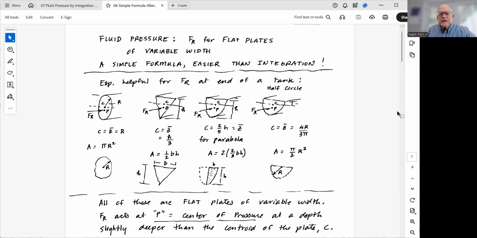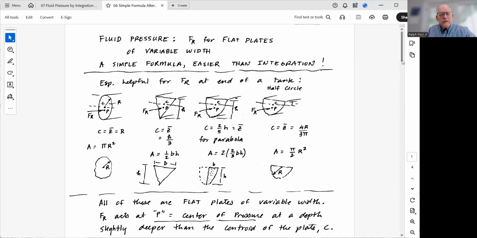In this video, I'm going to derive the F equals gamma Z bar A formula for fluid pressure. In a previous video, I used the formula and told you about it, but I didn't derive it. It's interesting deriving it. It helps you appreciate the general fluid pressure problem even more. So this is the handout that we looked at the other day.